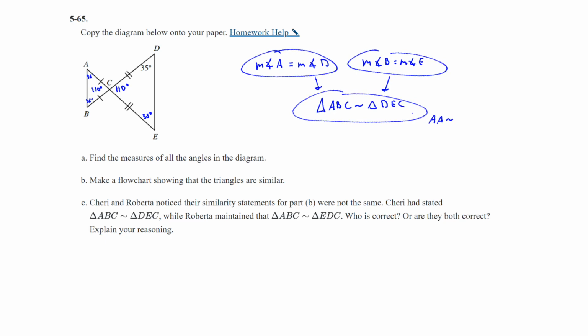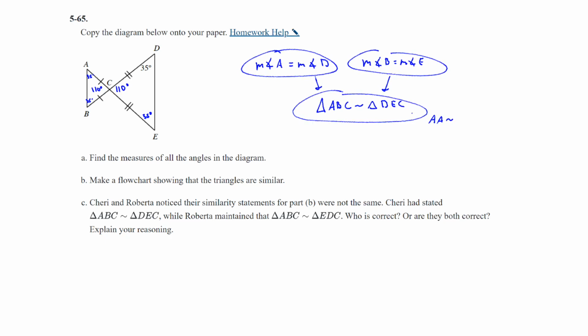Part C, Sherry and Roberta, notice their similarity statements for Part B were not the same. Sherry stated that triangle ABC is similar to triangle DEC, while Roberta maintained that triangle ABC is similar to EDC. Who is correct, or are they both correct? Explain your reasoning.